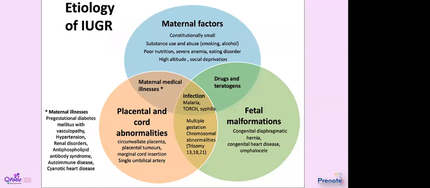The maternal factors mostly are the chronic illnesses like diabetes, hypertension, renal disease, antiphospholipid syndrome, autoimmune diseases. All these chronic illnesses affect the vascular structure of the mother that in turn results in the decreased blood supply to the placenta and then can affect the growth of the growing fetus.